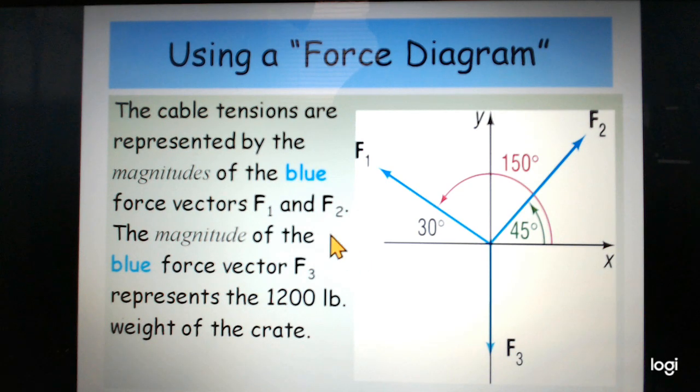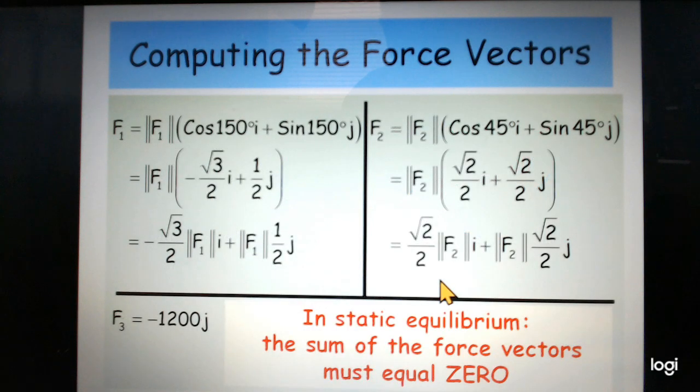Okay, so the cable tensions are represented by the magnitudes of the blue force vectors F1 and F2, and the magnitude of the blue force vector F3, vertical again, represents the weight of the crate. So this 1,200 pounds right here, and gravity weight is always vertical. Okay, so what we're going to do now is work with this. And the next idea is we're going to compute the force vectors.